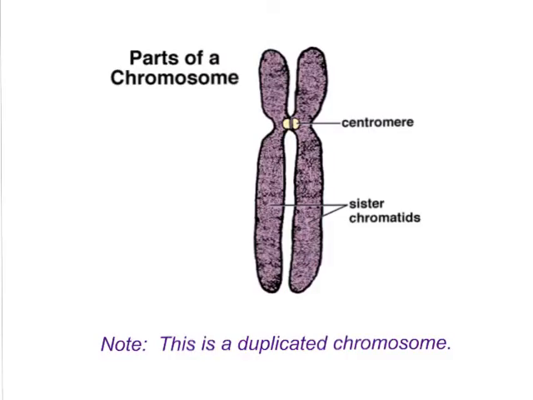The parts of a chromosome are shown here. This right here is a duplicated chromosome. If we were to have only a single chromosome that is not duplicated, it would just be one of these chromatids. Right here, we have a duplicated chromosome, and we have one chromatid, two chromatids. They are called sister chromatids. They're held together in the middle by what we call a centromere.